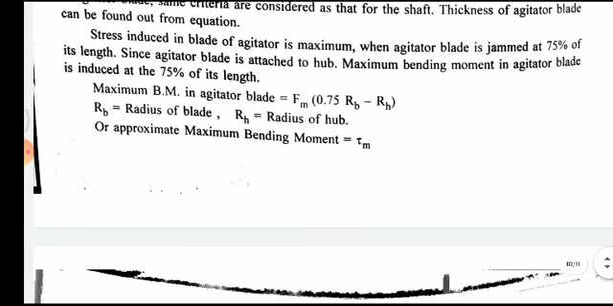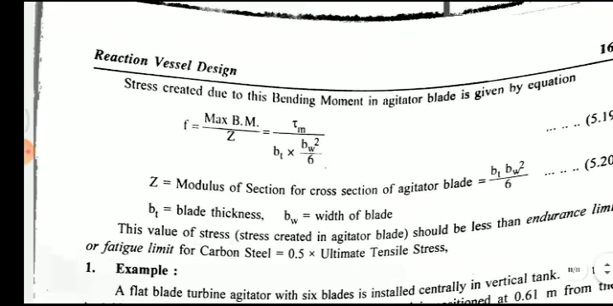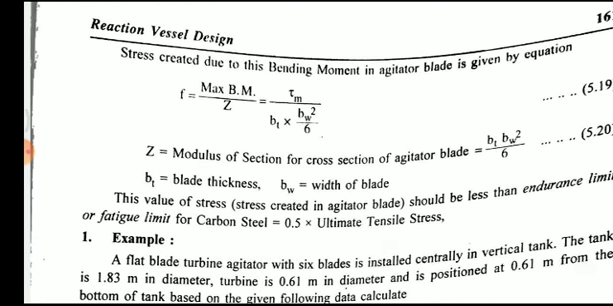Then maximum bending moment in the agitator blade is Fm into 0.75 rb minus rh. Rb is radius of blade and rh is the radius of hub, or approximate maximum bending moment is tau m. Stress created due to the bending moment in the agitator blade is given by this equation. So F is equal to maximum bending moment divided by Z, where Z is the modulus of section, that is bt bw square by 6.